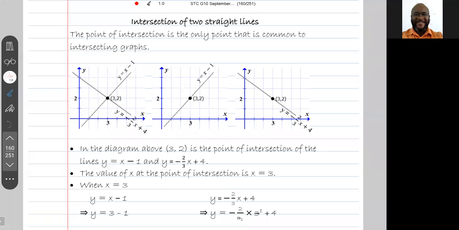Now, this says intersection of two straight lines. Guys, the point of intersection is the only point that is common to intersecting graphs. I think next year when I teach this, I'm going to teach graphs before I teach coordinate geometry. It should make life a lot easier. So the point of intersection is the only point that is common to intersecting graphs.